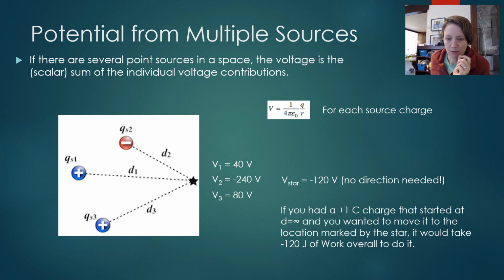As we talked about before, what this means is that the voltage at that star is negative 120 volts. It means that if I took a random 1 coulomb charge that started an infinite distance from these other 3 charges and I brought it in and stuck it at the star, it would take me negative 120 joules of work overall to do that. It would release energy to do that. So that's what that value means. Of course, if the voltage was positive overall, then it would take positive work to put a positive object there.